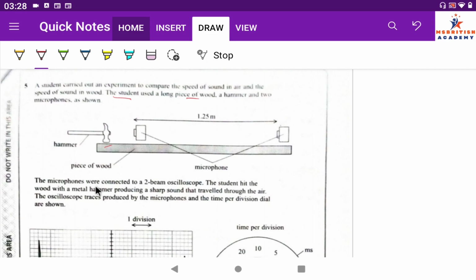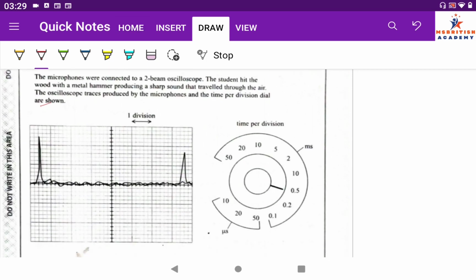The microphones were connected to a two-beam oscilloscope. The student hit the wood with a metal hammer, producing a sharp sound that travels through the air. The oscilloscope traces produced by the microphones and the time per division dials are shown. So this is one division, second division, third division. So time per division is given and it is shown here.